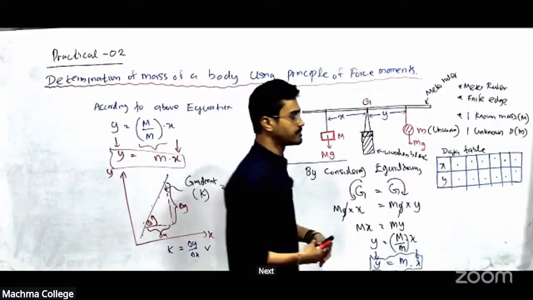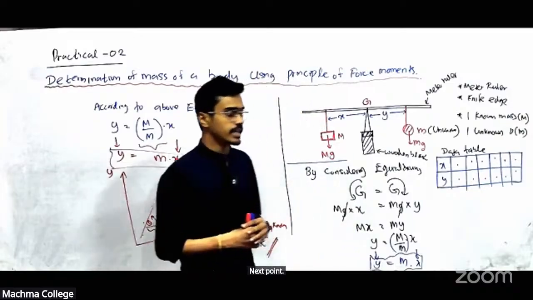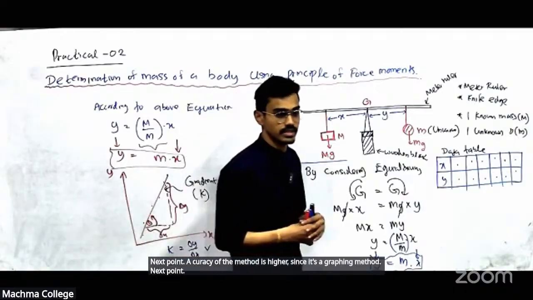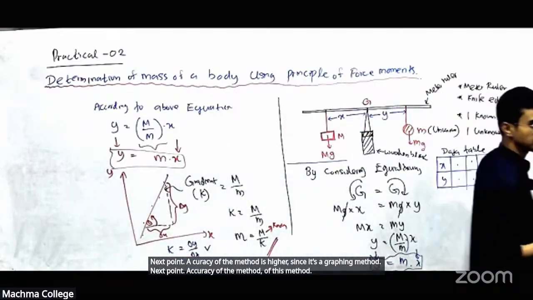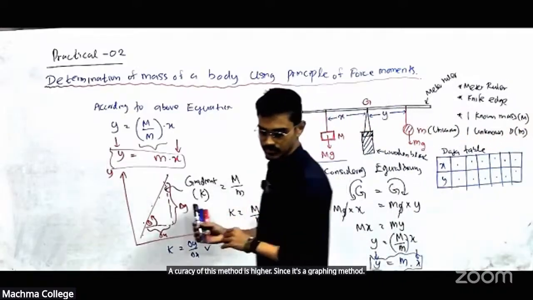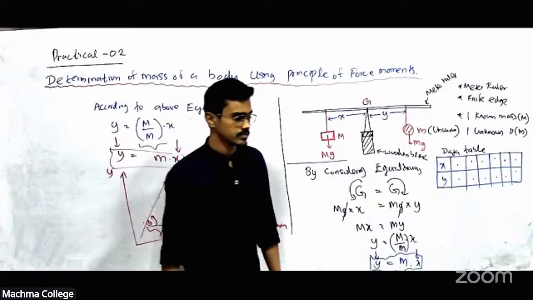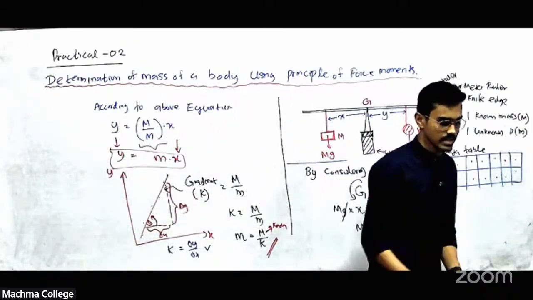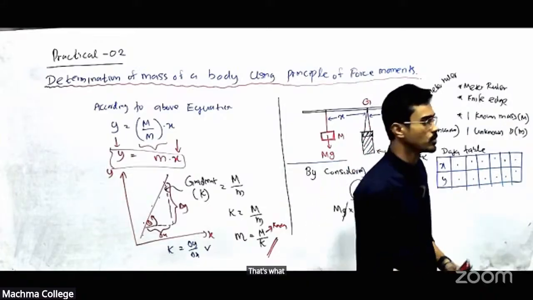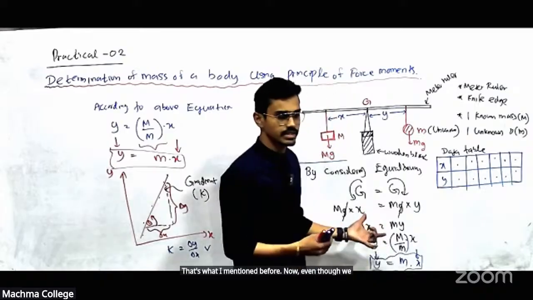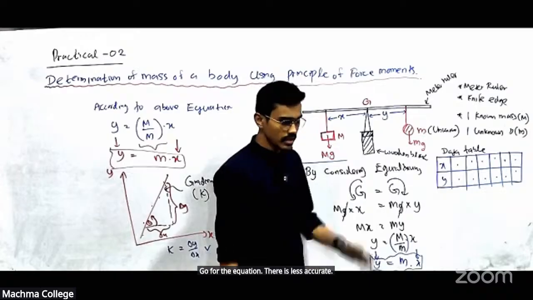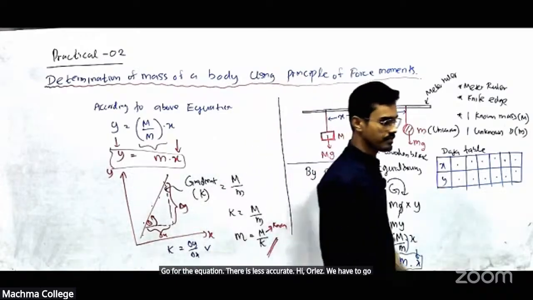Next point. Accuracy of this method is higher since it's a graphing method. That's what I mentioned before. Now, even though we have an equation here, we don't go for the equation. That is less accurate. Always we have to go with the graph.